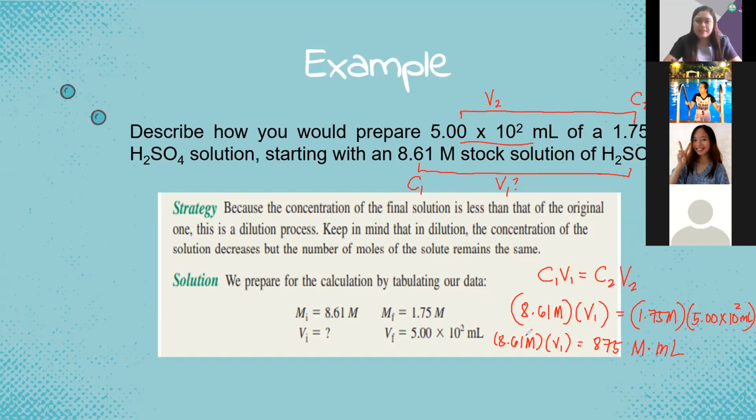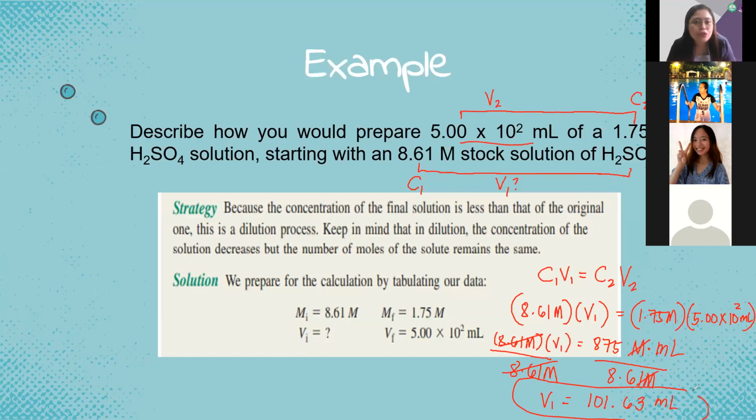Next, let's isolate the V1. So let's divide both sides with the 8.61 M. And let's cancel the M here. So ang may iwan na unit ay in ml. So pag i-divide na natin 875 divided by 8.61, kung 2 decimal places, then the answer here is 101.63 ml. This will be the final answer.